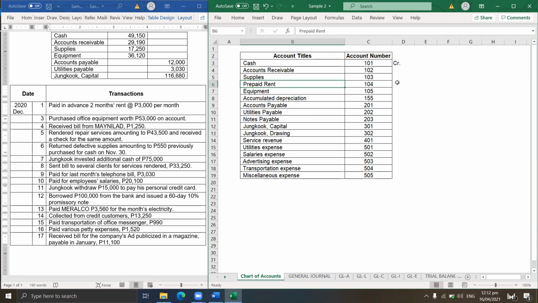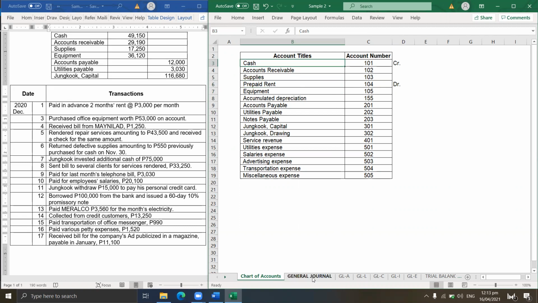Prepaid rent is for advance payment of rent and that is an asset. At dahil nagbayad po tayong good for 2 months, then it will be increased. Thus, it will be debited. So ang entry natin mamaya will be debit prepaid rent and credit to cash. Okay?